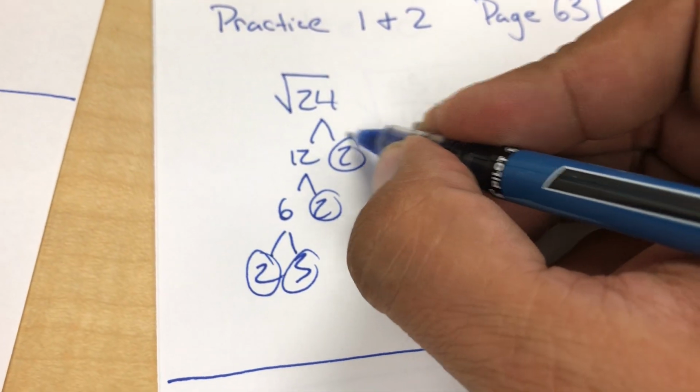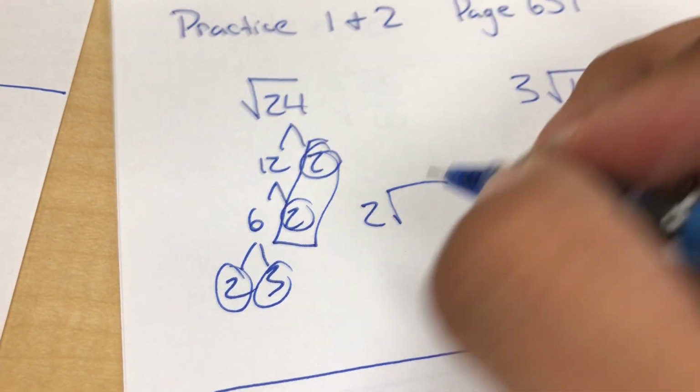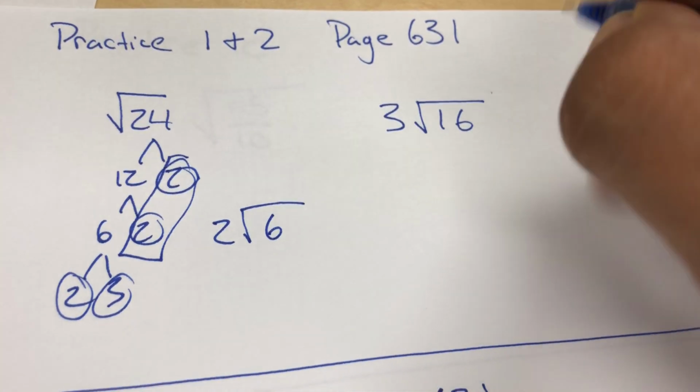So now we have a pair of 2s, and 2 and 3 are left inside. So you have a 2 outside, and 2 times 3 that are left inside is 6. That's the answer for that one.